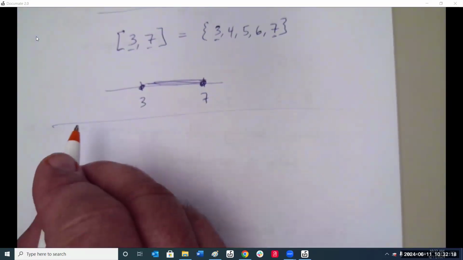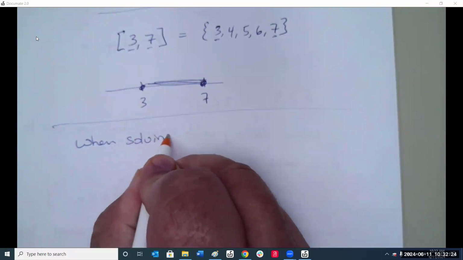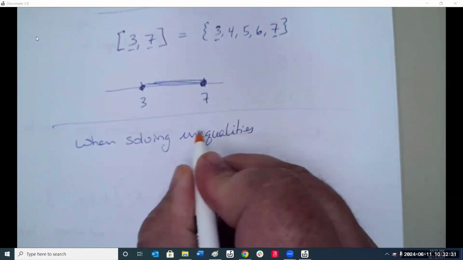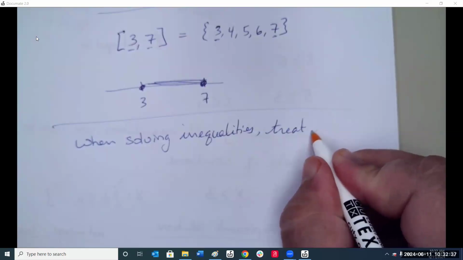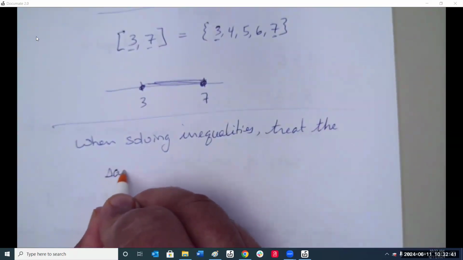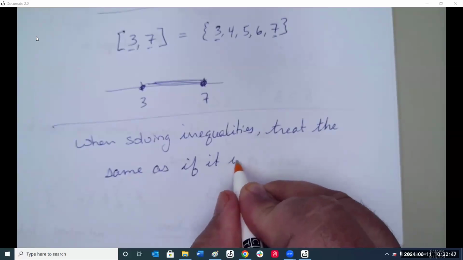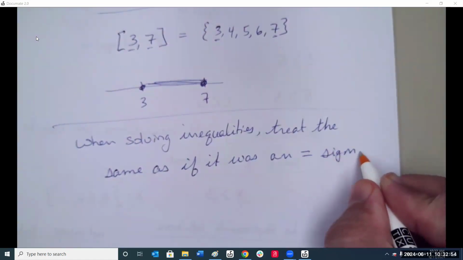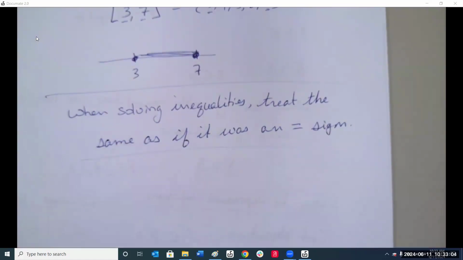One rule is this. When solving inequalities, treat the inequality the same as if it was an equal sign. So when solving these things, treat them as we normally do.